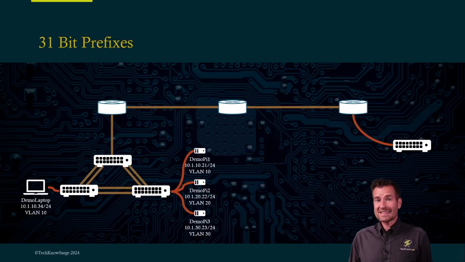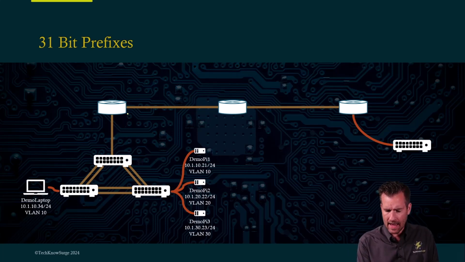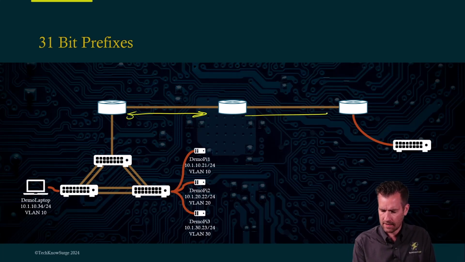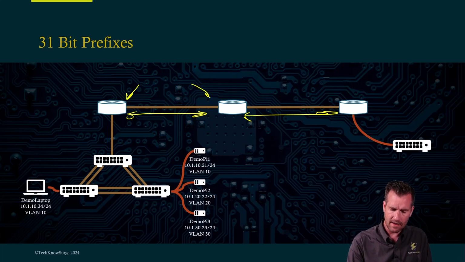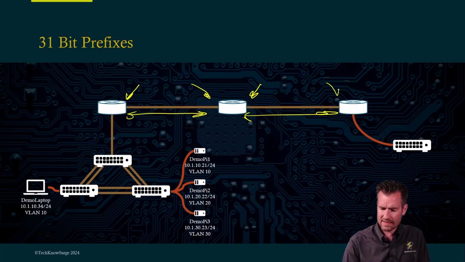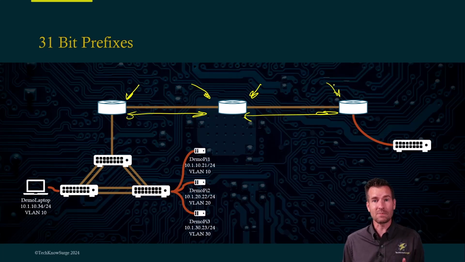With our WAN links, many times we only need two IP addresses. Here we have two links, one right here and one right here, that really only have two interfaces on that link. So each one of these networks only needs two IP addresses.